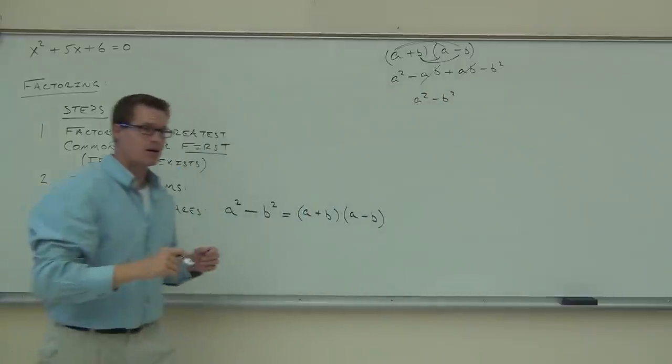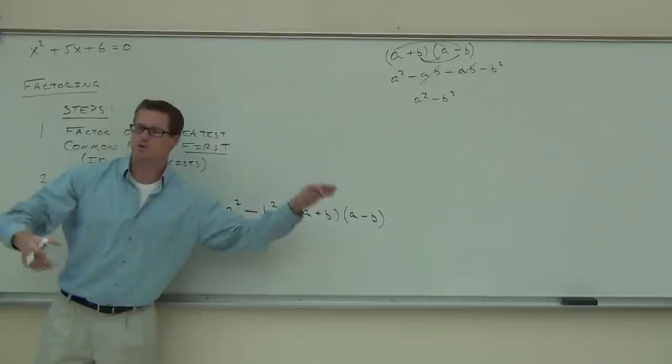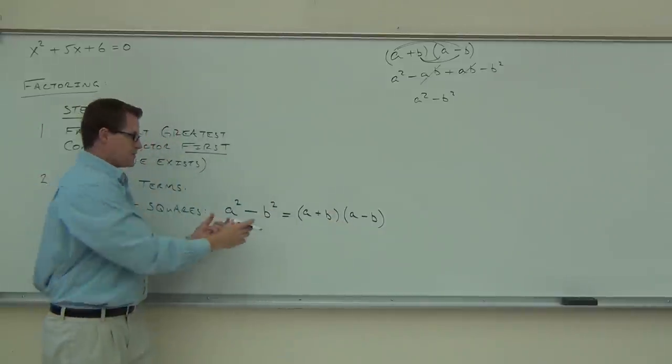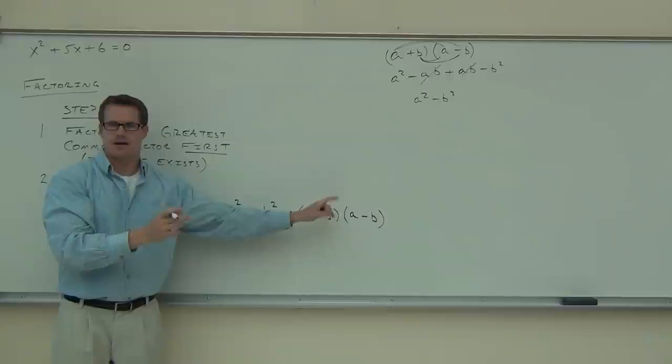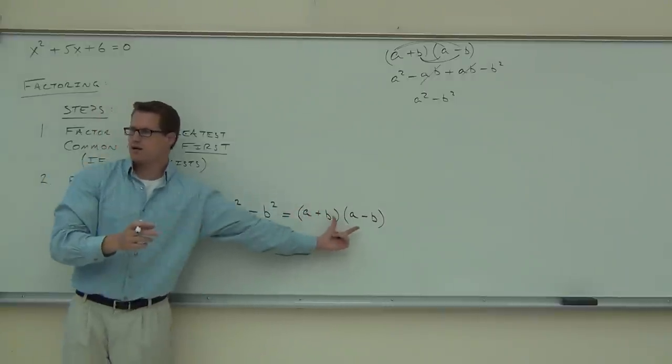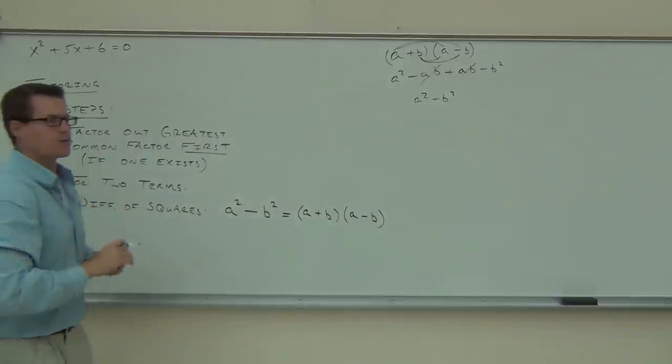Did it work? Works every time. And this was general. We didn't make any assumptions about A or B. This works for everything. As long as you can have a something squared minus something squared, you see it, you can factor it. That's good news for us because it gets rid of the squares. Look at that. They're gone. That's fantastic. So difference of squares works very well for us.